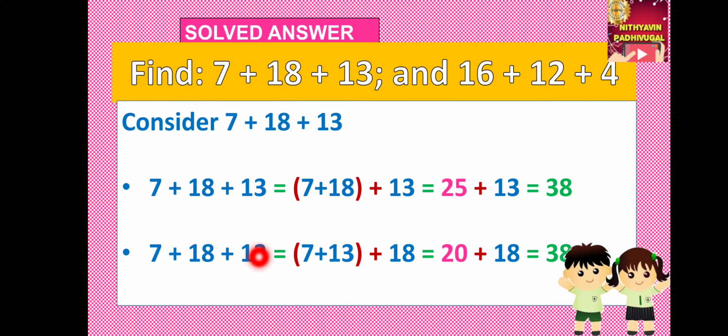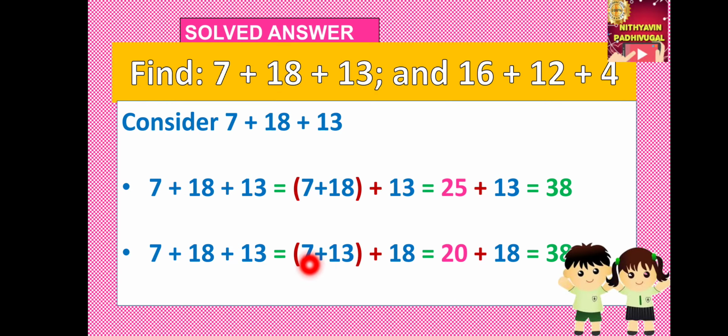1 plus 2 is equal to 3 and 2 plus 1 is also equal to 3. Right. So, even after interchanging the numbers, the sum of two numbers will not be changed. So, that is called the commutative property. Using that property, we are interchanging 18 and 13. So, we will get the problem as 7 plus 13 plus 18.